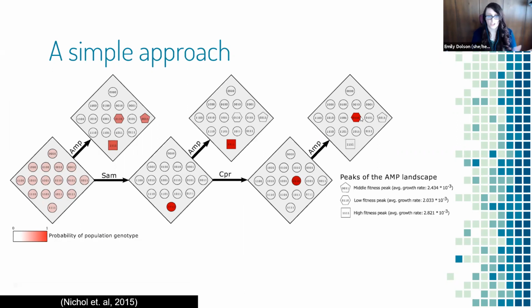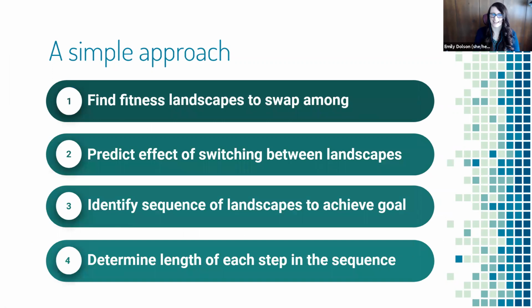So this suggests that this kind of sequencing of environments as a way to steer evolution is possible. So that's really encouraging. But there's a slight problem, which is that work all kind of assumes that we have infinite time. It doesn't tell us how long we need to leave the population in each of those environments in order to get it where we want it to go.